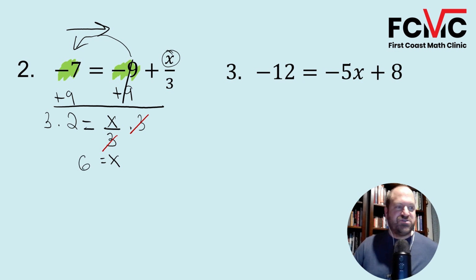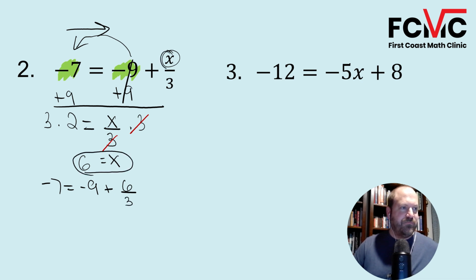Now our last step, let's check. So I'm going to rewrite the equation. -7 equals -9 plus 6 over 3, right? Because we're taking our value of x, putting it back into the original equation in for x. So let's simplify this. 6 divided by 3 is 2.